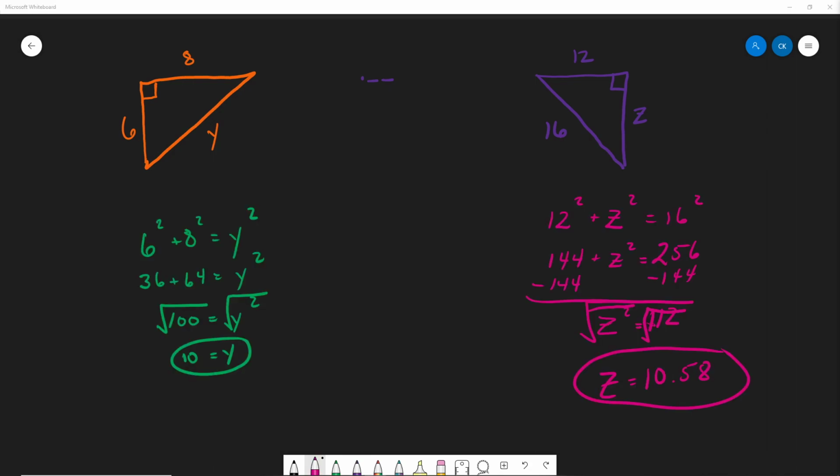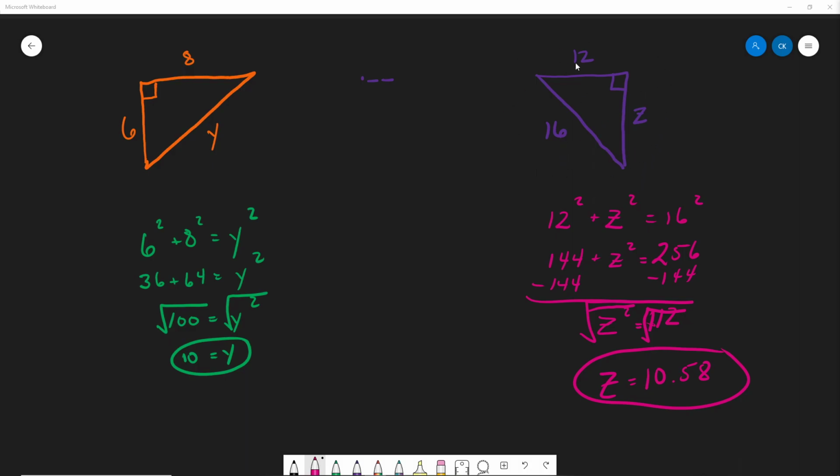Alright, so hopefully, now that we're back, you got these answers here. For this problem here, 6 and 8 were both my legs. So we called the 6 a, we called the 8 b, and this is my hypotenuse, so the y would stay as y squared. 6 squared is 36, 8 squared is 64. Add those together, you get 100. Take the square root of both sides. Square root of 100 is 10, so my y would equal 10.